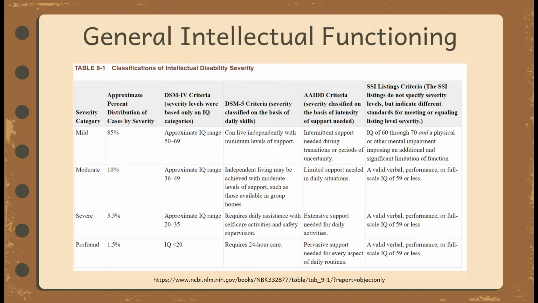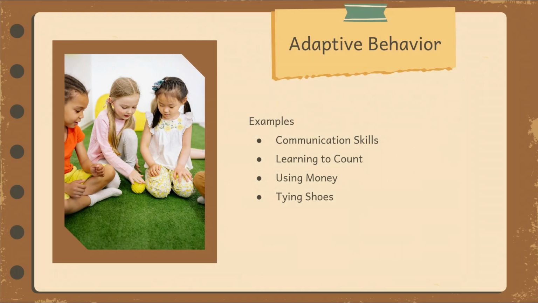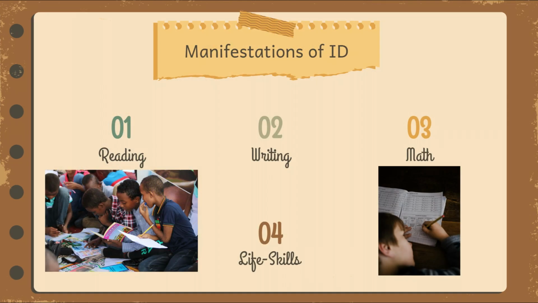First, the general intellectual functioning piece. Generally, this is determined by an IQ score below 70. The other piece is the deficits in adaptive behavior. This is determined by comparing behavior to a student's peers and seeing how their development is in relation to their peers. Typically, intellectual disability manifests itself in delayed development of social, reading, writing, math, and overall life skills.